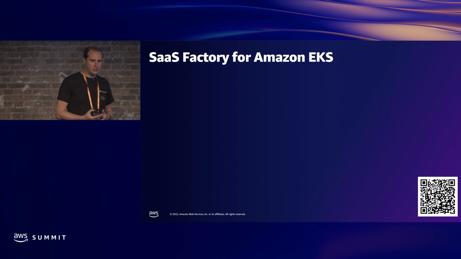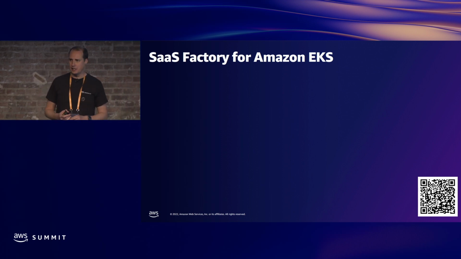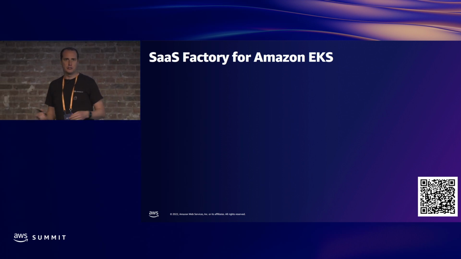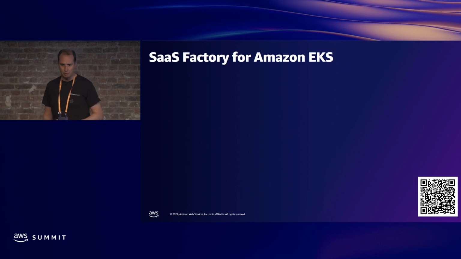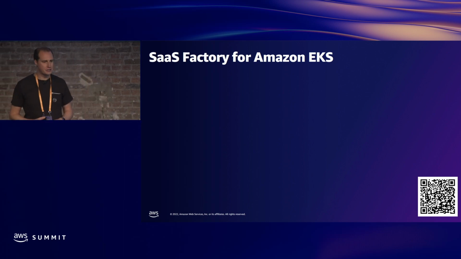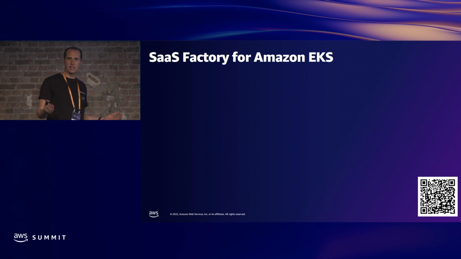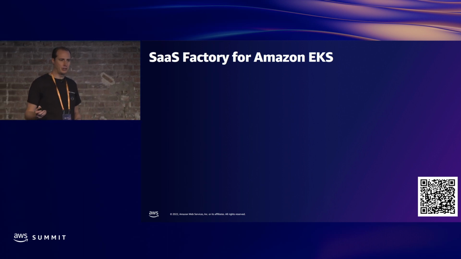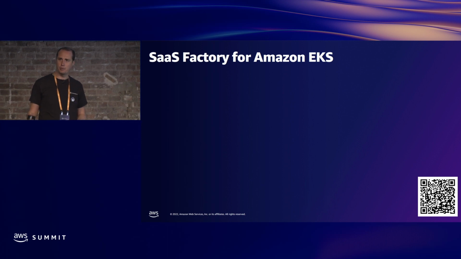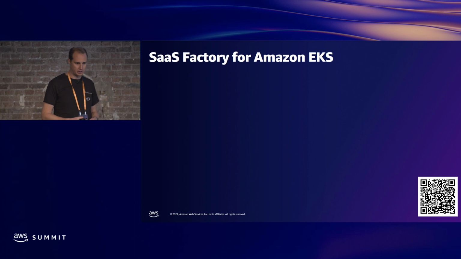So the first one I want to share is the SaaS Factory for Amazon EKS. So if you're maybe using a microservice type of environment deployed on containers, we have Amazon EKS, which is our Kubernetes offering. And SaaS Factory for EKS is hosted on GitHub. You can actually download the code. You can contribute back to that if you want.